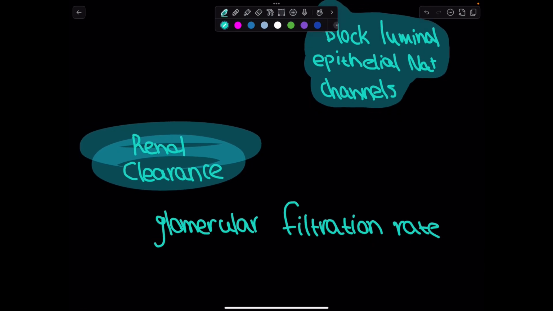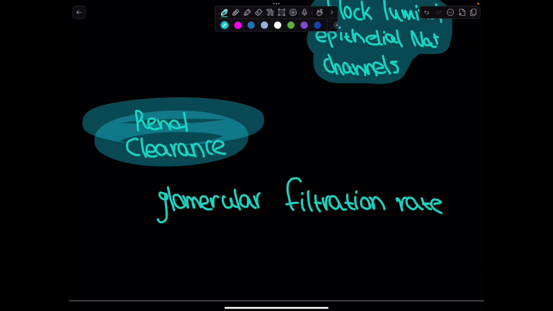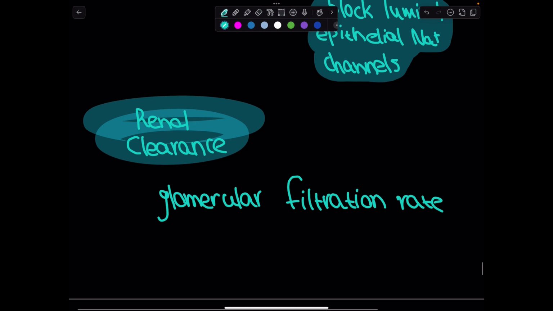So explain to me, if excreted equals glomerular filtration rate, and if it's smaller or if it's bigger, explain to me.